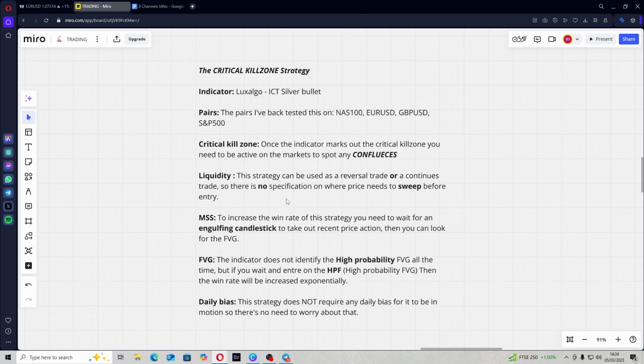What we need to do next, the liquidity. This strategy can be used as a reversal trade or a continuous trade. So there's no specific place where you need to wait for price to sweep before you enter. Okay, also the market structure shift. To increase the win rate of this strategy, you need to wait for an engulfing candlestick to take out recent price action, and then you can look for fair value gaps.